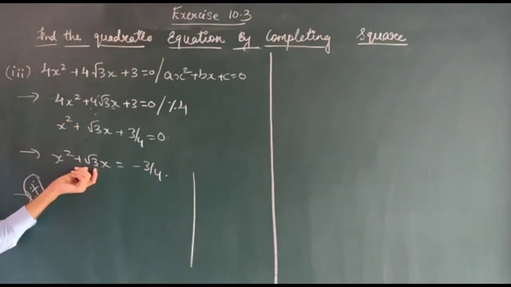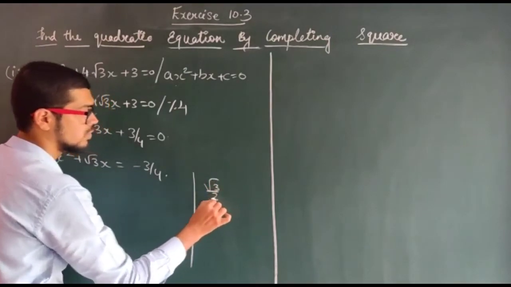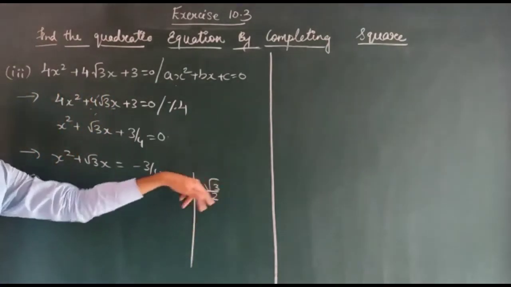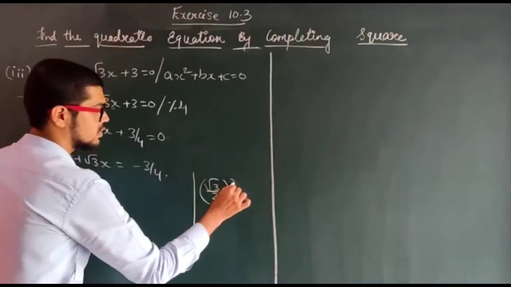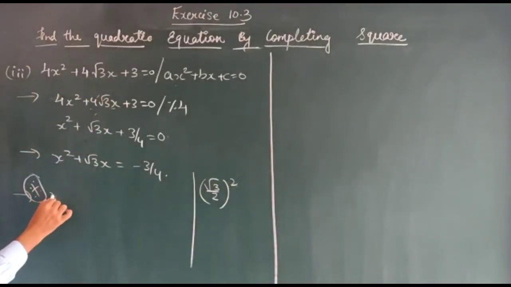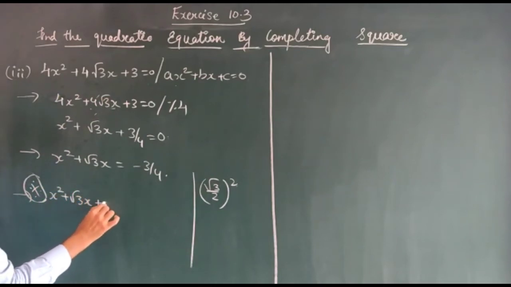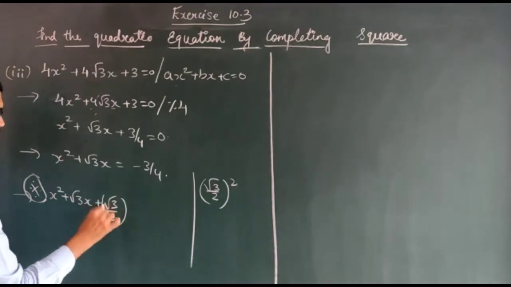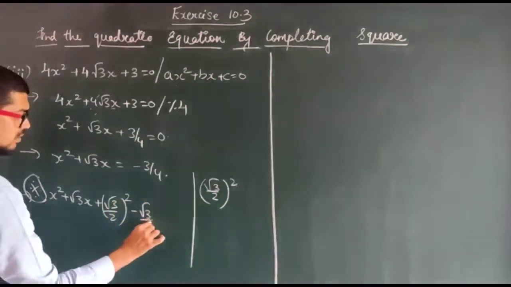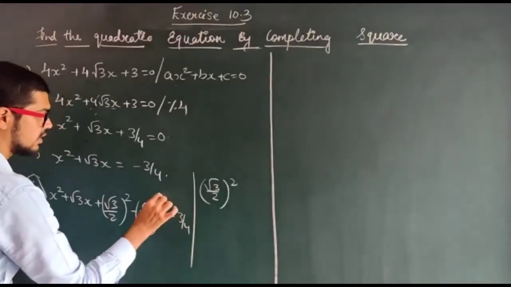Consider the coefficient of x. Here the coefficient of x is root 3. So what should I do? Divide that by 2. That is root 3 by 2. After dividing that by 2, square that. After squaring, add and subtract it back to this equation. That is x square as it is plus root 3x as it is plus root 3 by 2 whole square minus root 3 by 2 whole square is equal to minus 3 by 4.